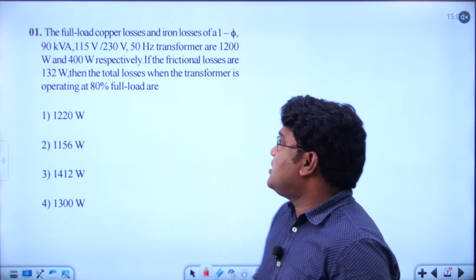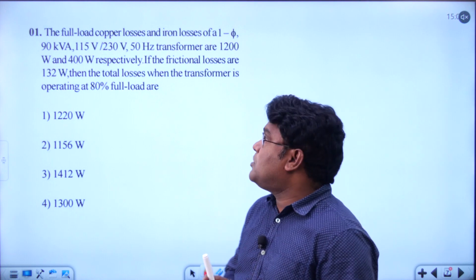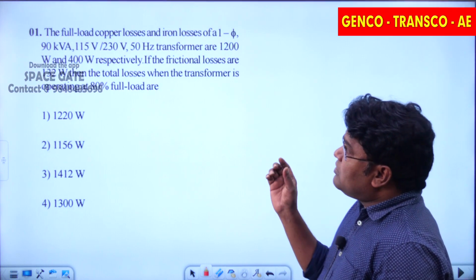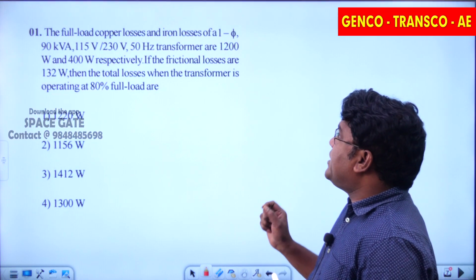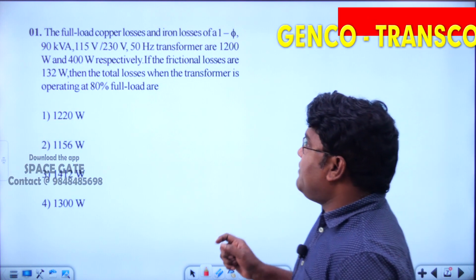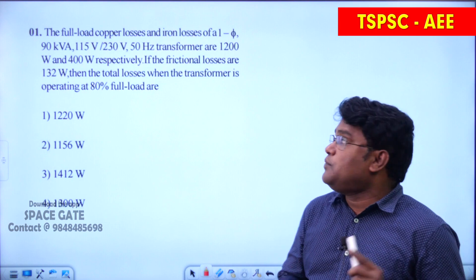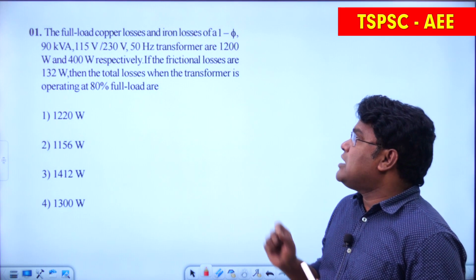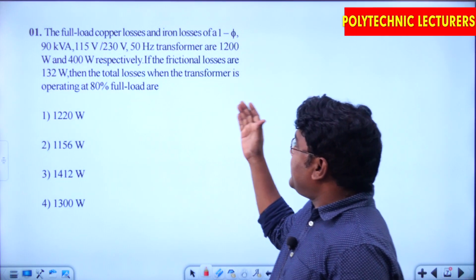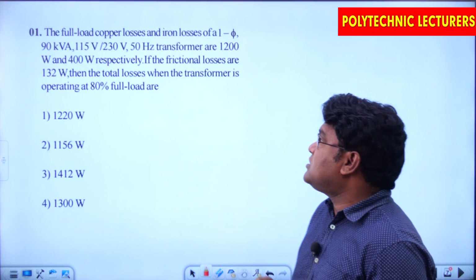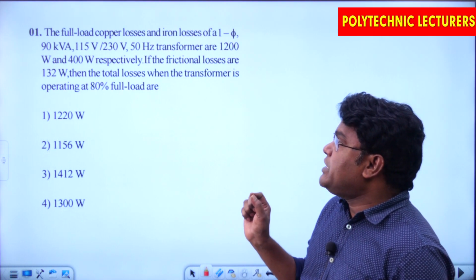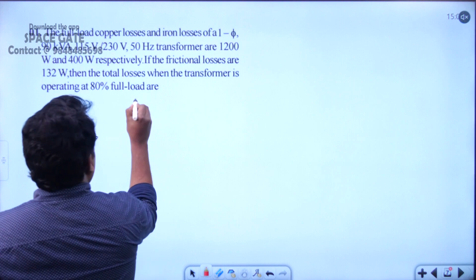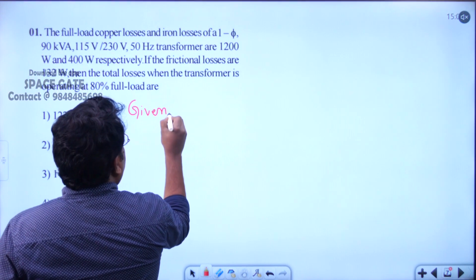Let us solve another question. This question belongs to the concept of transformers, especially the losses of transformers. The question is: the full load copper losses and iron losses of a single phase 90 kVA, 115 volts/230 volts, 50 hertz transformer are 1200 watts and 400 watts respectively. If the frictional losses are 132 watts, then find the total losses when the transformer is operating at 80% of the full load. So, given data, the iron losses are given.